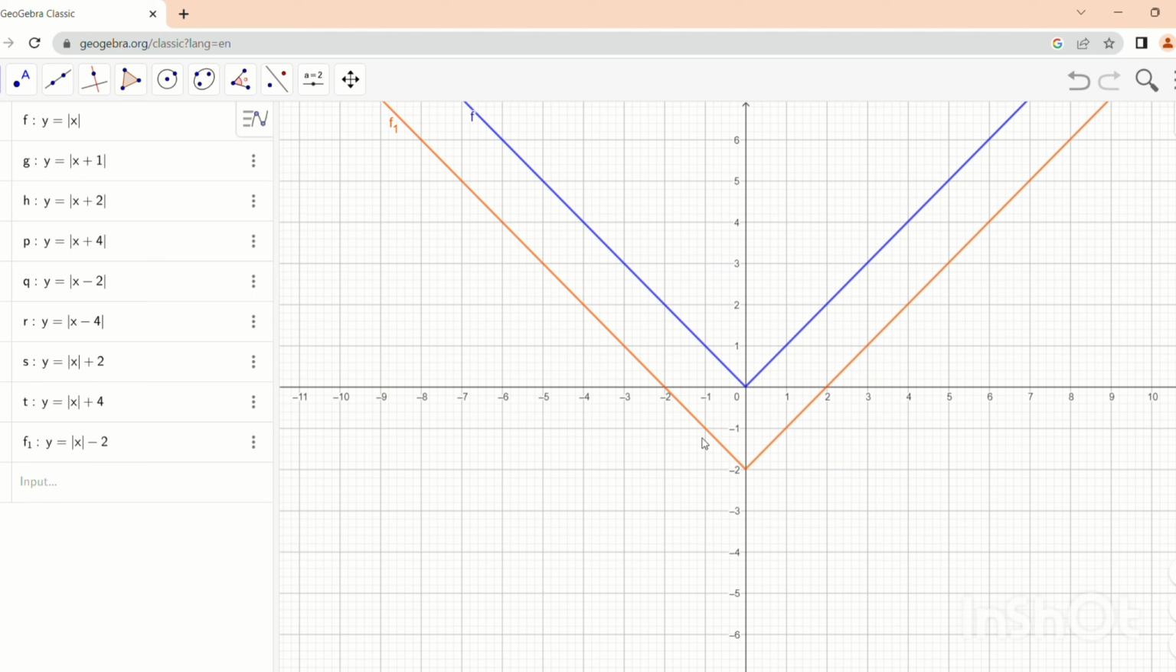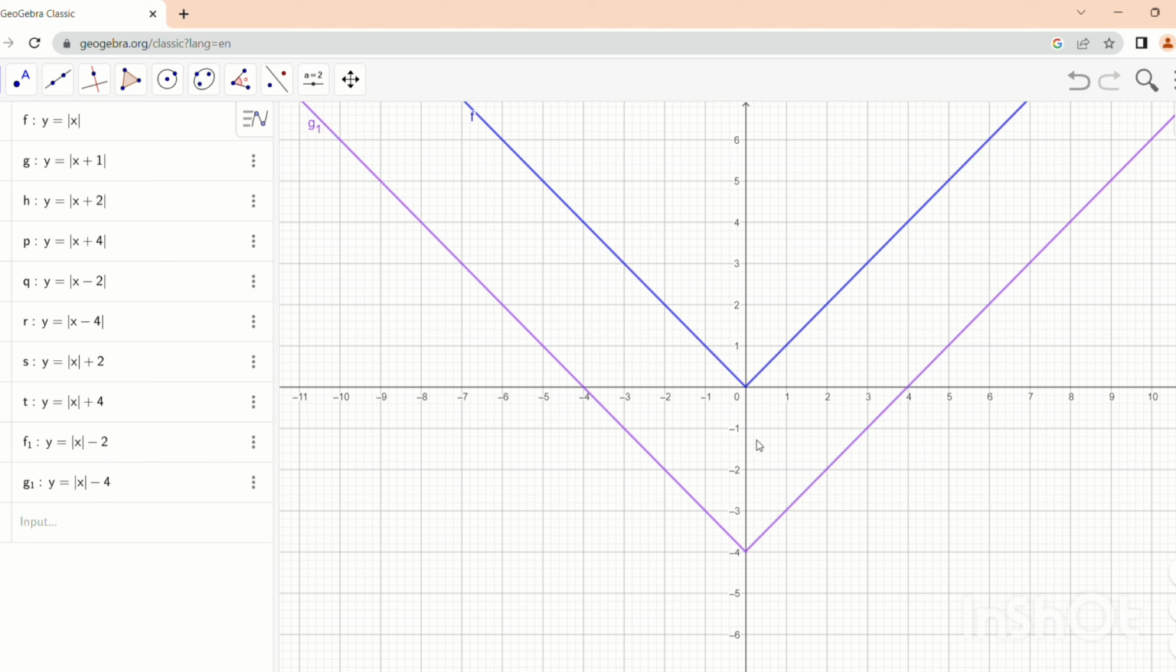This is how you move the graph downward. Say y equals absolute value of x minus 2 or y equals absolute value of x minus 4. These will move the graph that many units downward. So these are examples of vertical translations, either upward or downward. This is a kind of transformation which you call translation of the graph.